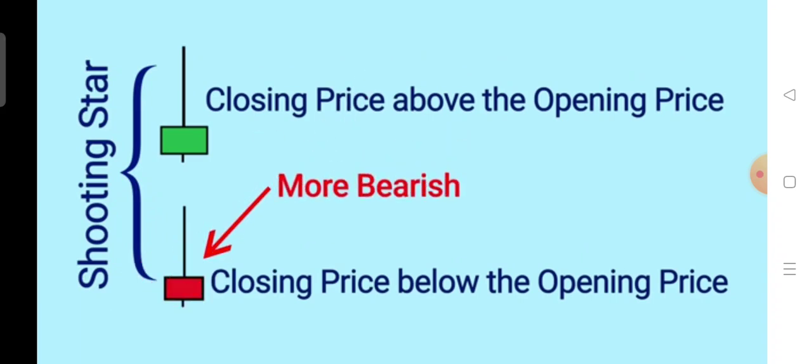And now if we find that in the case of a shooting star we have a green body, then obviously it is less bearish than if we have a red body. In the case of a red body, the bears could push the price even below the opening price.